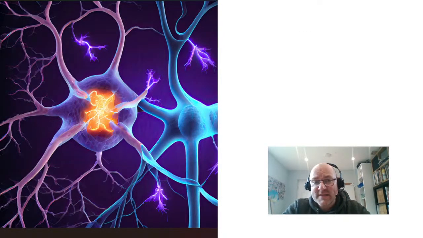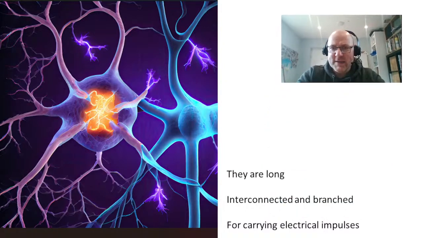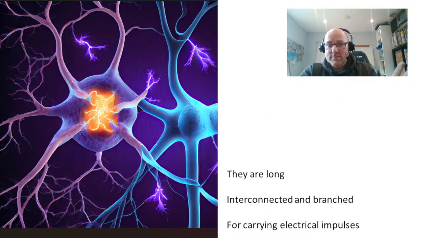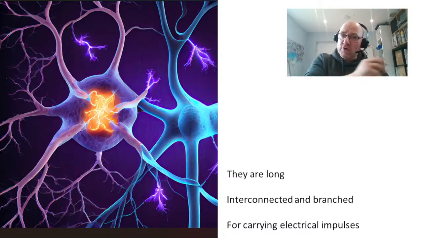Right, this is a nerve cell. And you've got lots of nerves. It's a relay nerve, but you've got lots of nerve cells in your body. And you need to know that they're long, they're branched and interconnected. So if you're asked what's special about nerve cells, how are they good at their job, you can say branched, interconnected, carry electrical impulses, or they're long.